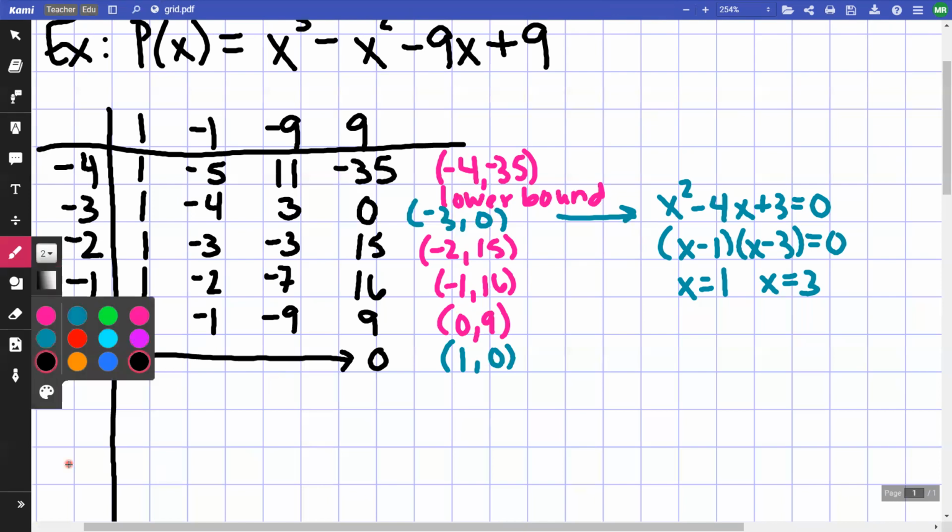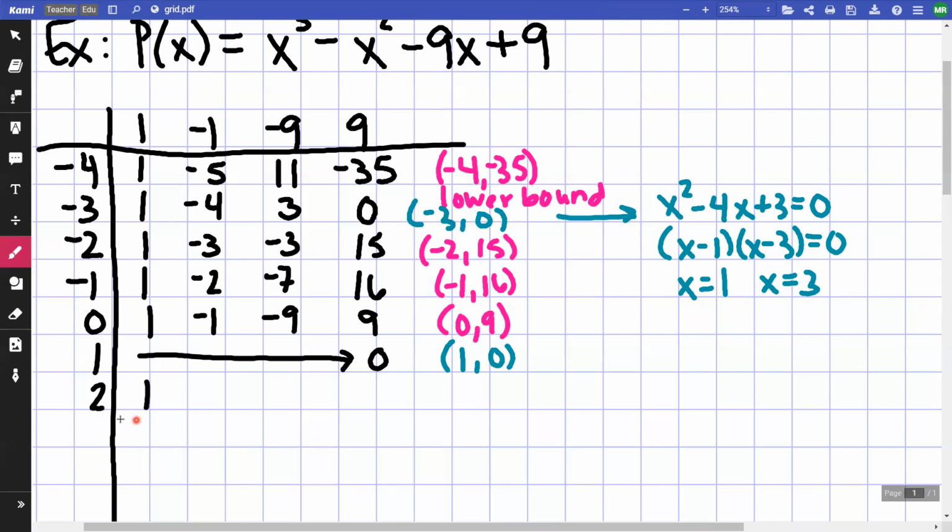Let me try 2 too. Bring down my 1. 2 times 1 is 2. I add it to negative 1, I get a 1. 1 times 2 is 2. I add it to negative 9, I get a negative 7. Negative 7 times 2 is a negative 14. I add it to 9, and I get a negative 5. So I have a point at 2 comma negative 5. So you see up here, I was below the x-axis, above, above, above, back down to the x-axis. Now I'm going below.